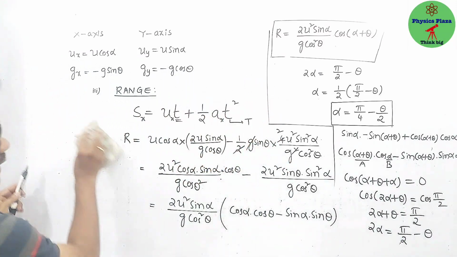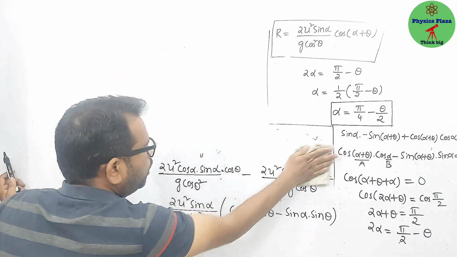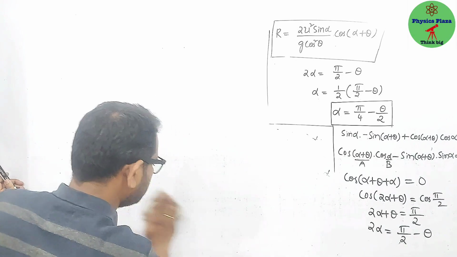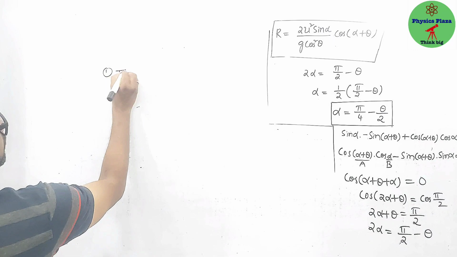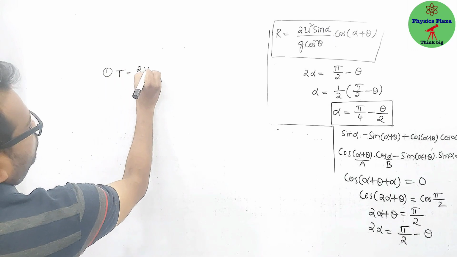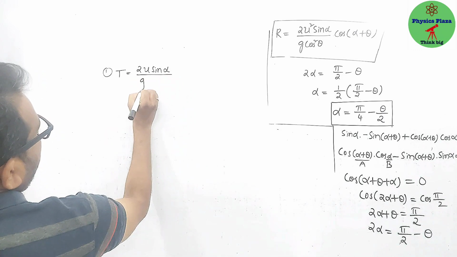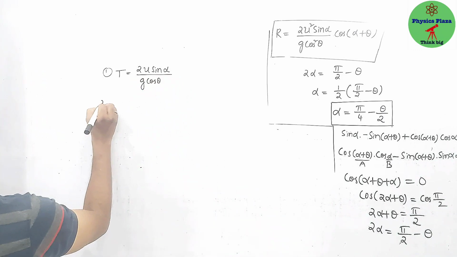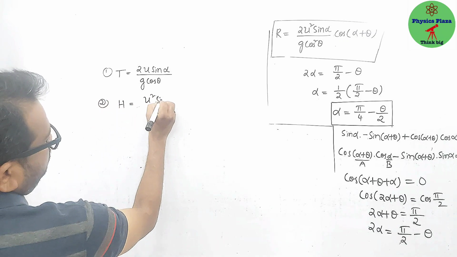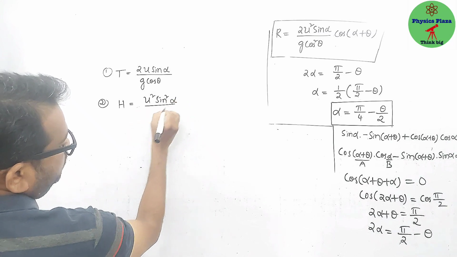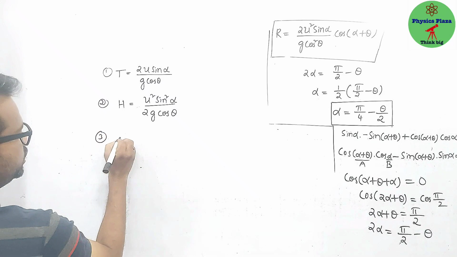Now let us list out the parameters whatever we obtained in the case of projectile motion on an inclined plane. The first one is time of flight. How much did we get? 2u sin alpha by g cos theta. The second parameter is maximum height. This we got as u square sin square alpha by 2g cos theta.